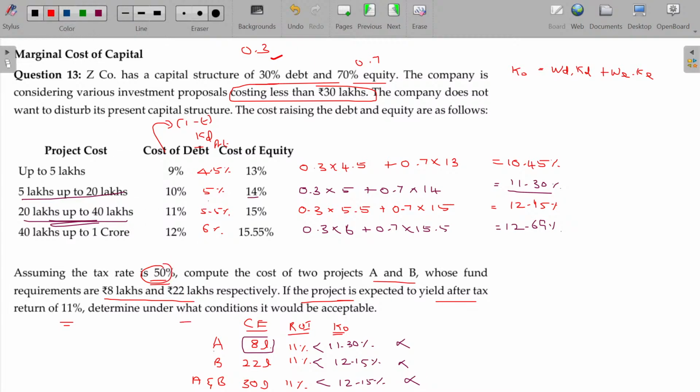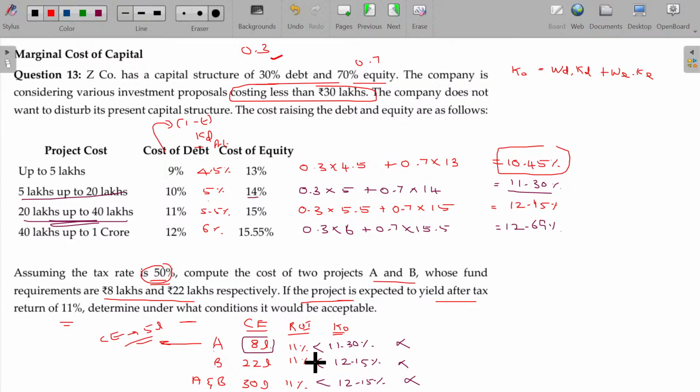Determine under what condition it would be acceptable. Provided A's capital employed or fund requirement is 5 lakhs or less than that. In that case, my fund raising cost is only 10.45 percentage, and my earnings are 11 percentage. Definitely we can choose this option.